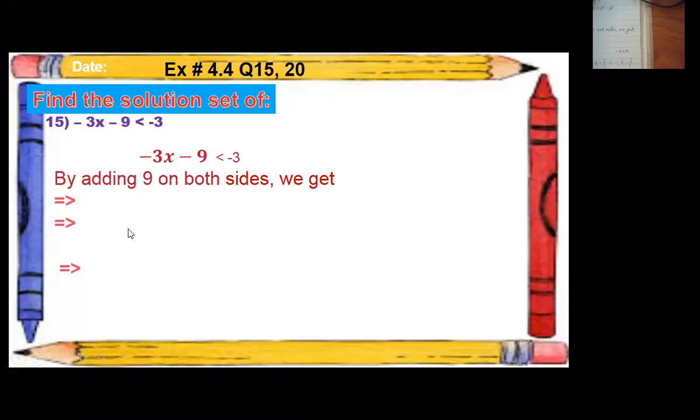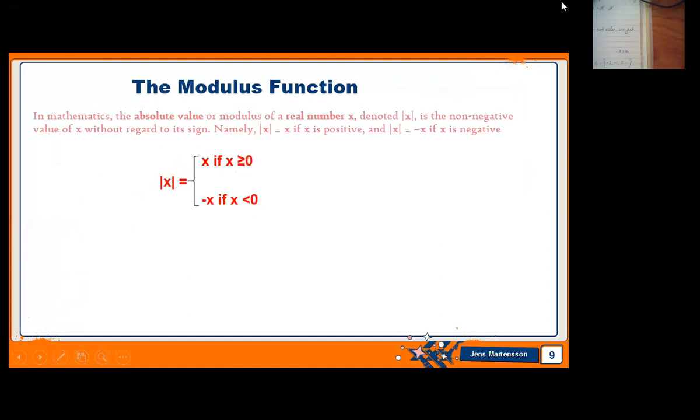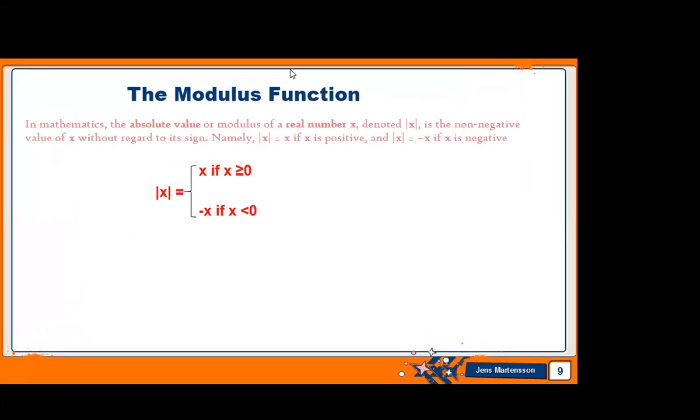So, okay, the modulus function. Thank you, Asya. Thank you, Abir, Aman. Good. So, beta, next is the modulus function.